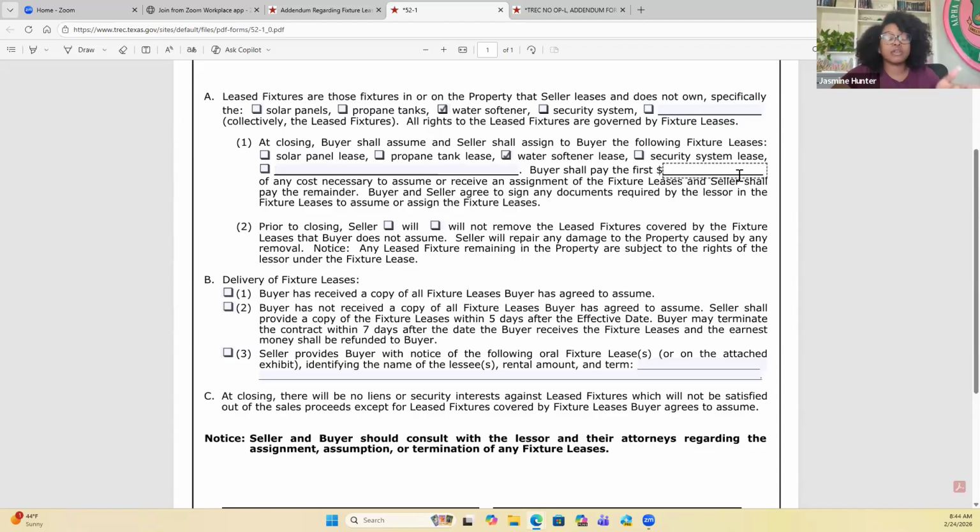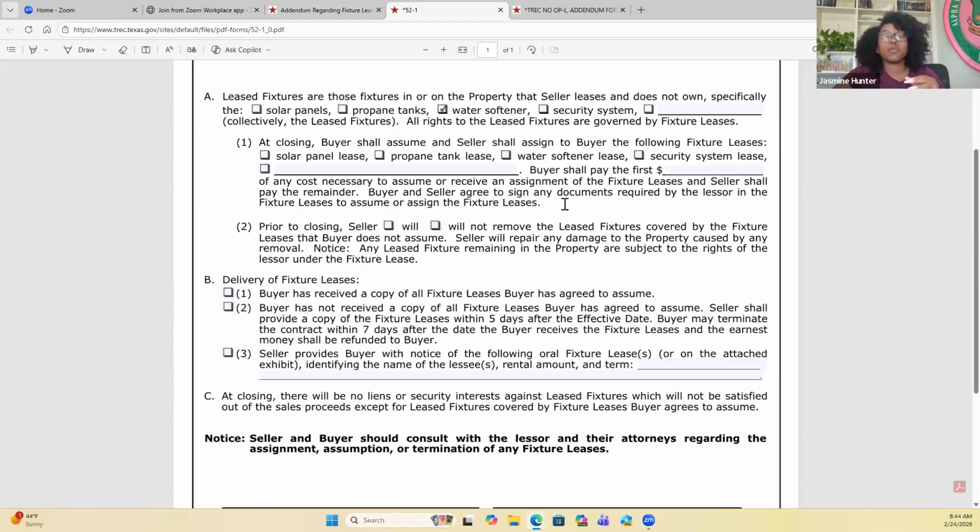Okay. Now, there's also the other option. There is a fixture lease on the property, yes, but prior to closing, the seller will or will not remove the lease fixture. Okay, so what if the buyer is saying at closing, I do not want anything assigned to me? Then that means number 1 is left blank. But there is a fixture lease, there is a water softener. So I have to put yes in A. So I'm going to hit water softener here. I'm leaving number 1 blank because my buyer is not assuming that fixture lease.